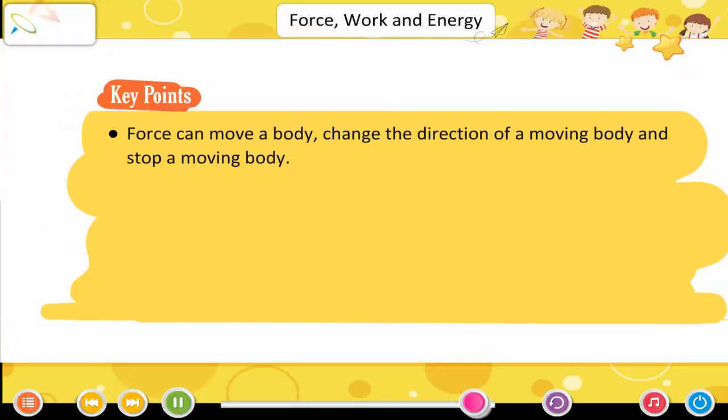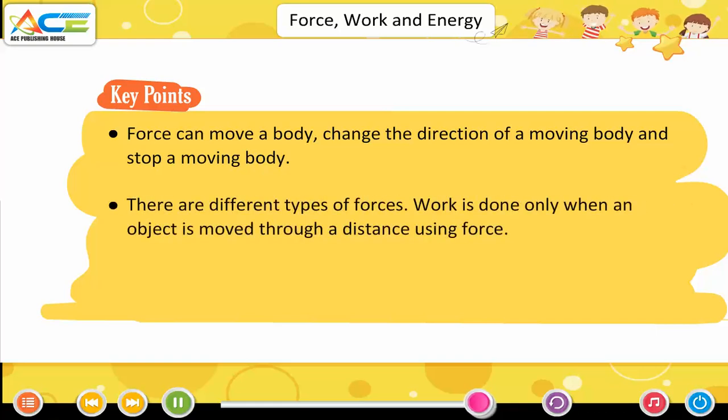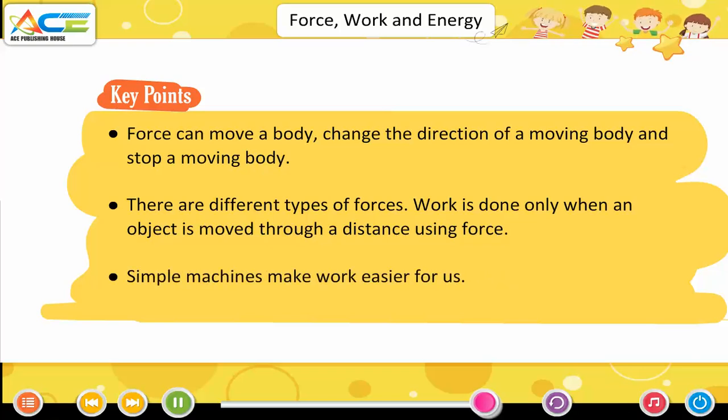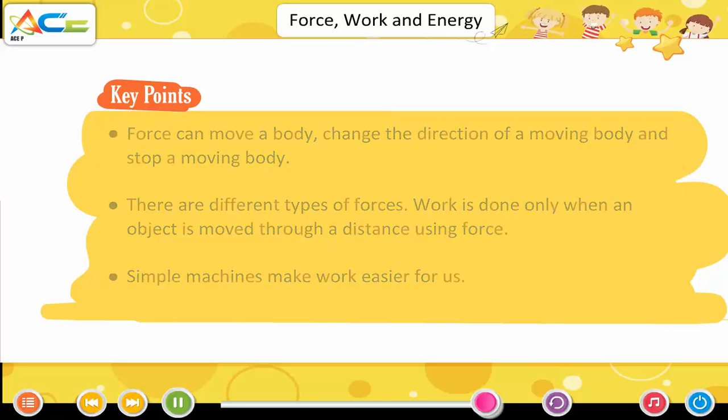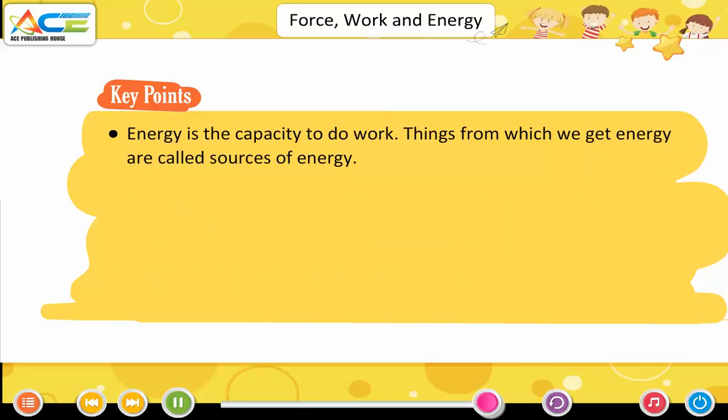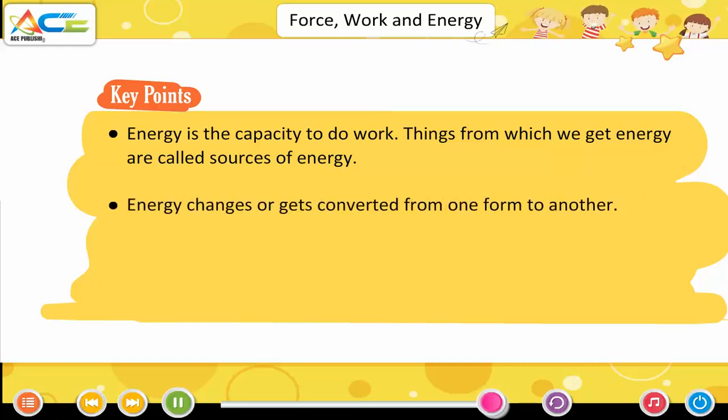Key points. Force can move a body, change the direction of a moving body and stop a moving body. There are different types of forces. Work is done only when an object is moved through a distance using force. Simple machines make work easier for us. Energy is the capacity to do work. Things from which we get energy are called sources of energy. Energy changes or gets converted from one form to another.